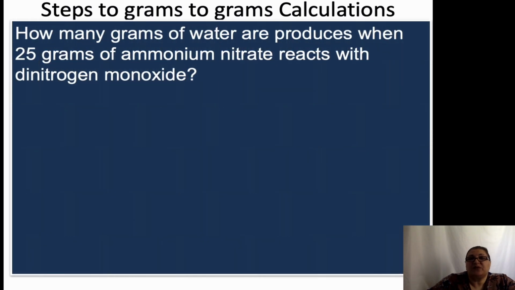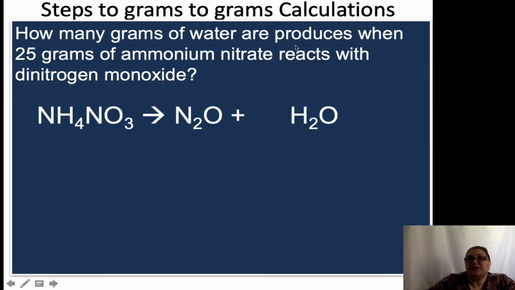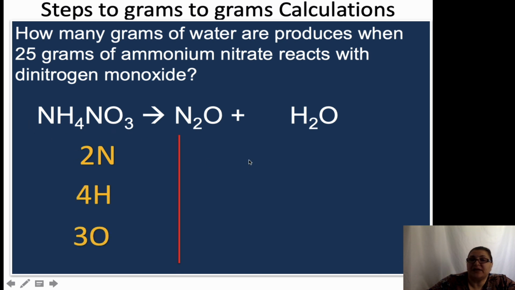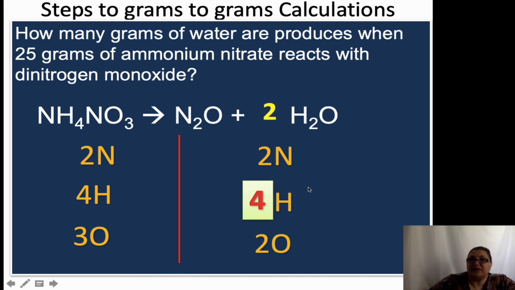How many grams of water are produced when 25 grams of ammonium nitrate reacts with dinitrogen monoxide? Okay, so the first thing is to balance. So we have 2 nitrogens, 4 hydrogens, and 3 oxygens on the reactant side, 2 nitrogens, 2 hydrogens, and 2 oxygens on the product side. So if we multiply water by 2, that gives us 4 hydrogens, so we balance the hydrogens, and that gives us 3 oxygens, so we're okay. So all we had to do was add 2.